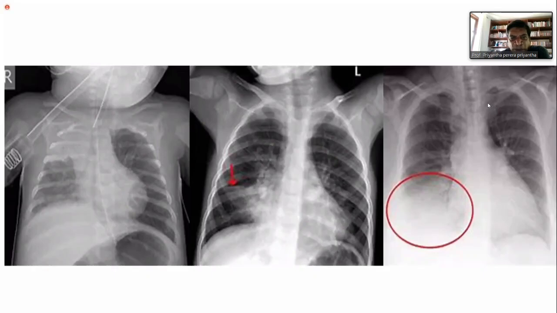So lobar pneumonia is a clearly involved, anatomically demarcated area, but the margins may not be clear. Right, here in consolidation, margins may not be clear, whereas in collapse, the margins will be clear cut. Right, as you can see, in all these the margins are not clear cut.